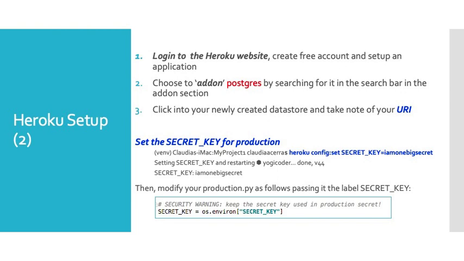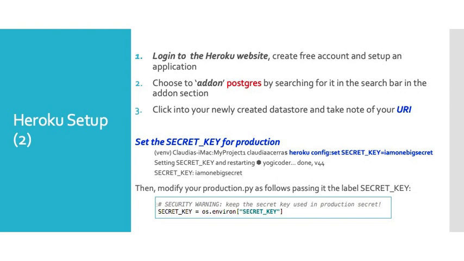Now, if you haven't done so already, log into the Heroku website, create your free account, and set up an application. Choose to add on Postgres by searching for it in the search bar in the add-on section. Click in to your newly created data store and take note of your URI. We're going to need that.